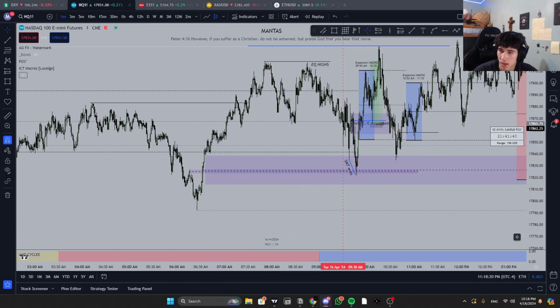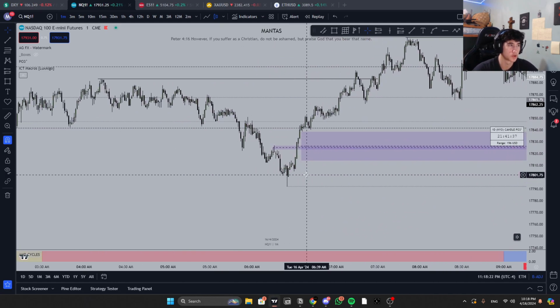Breaker block. I would use... Hold up, I'll show you the way I mark them out. Let's hop in the 2 minute.